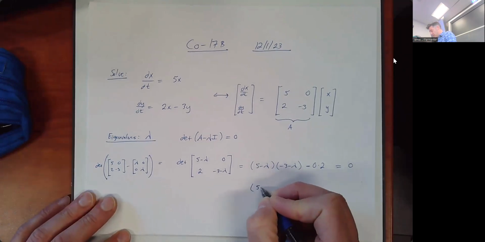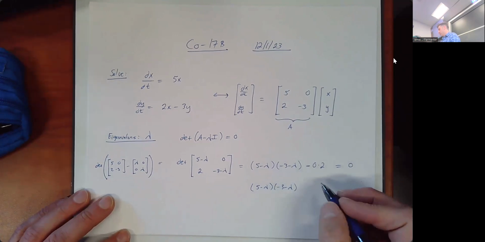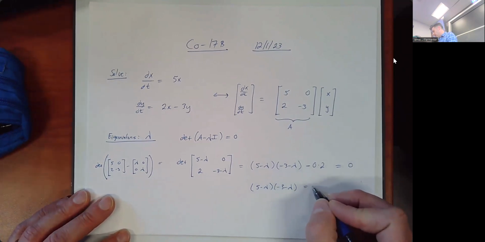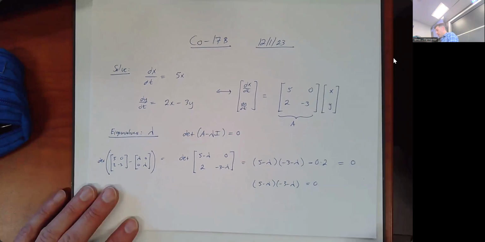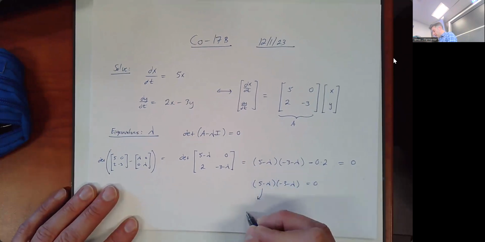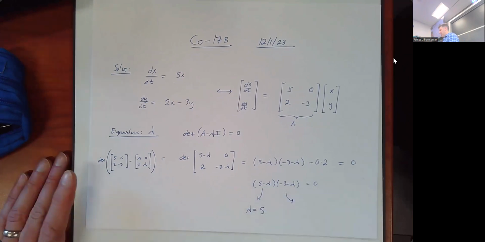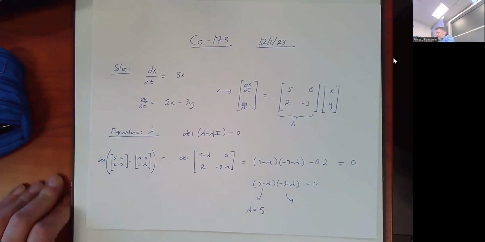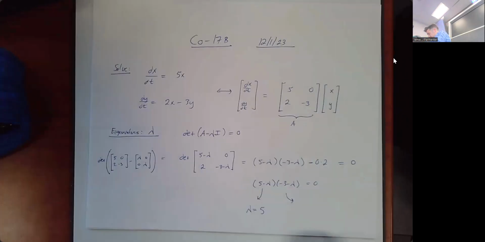So this is factored as 5 minus lambda times -3 minus lambda, which you could certainly rewrite in some other way, like lambda minus 5 times lambda plus 3. But I want to point out that my eigenvalues are lambda equal to +5 and, was it -3 or +3? Thanks, yeah.